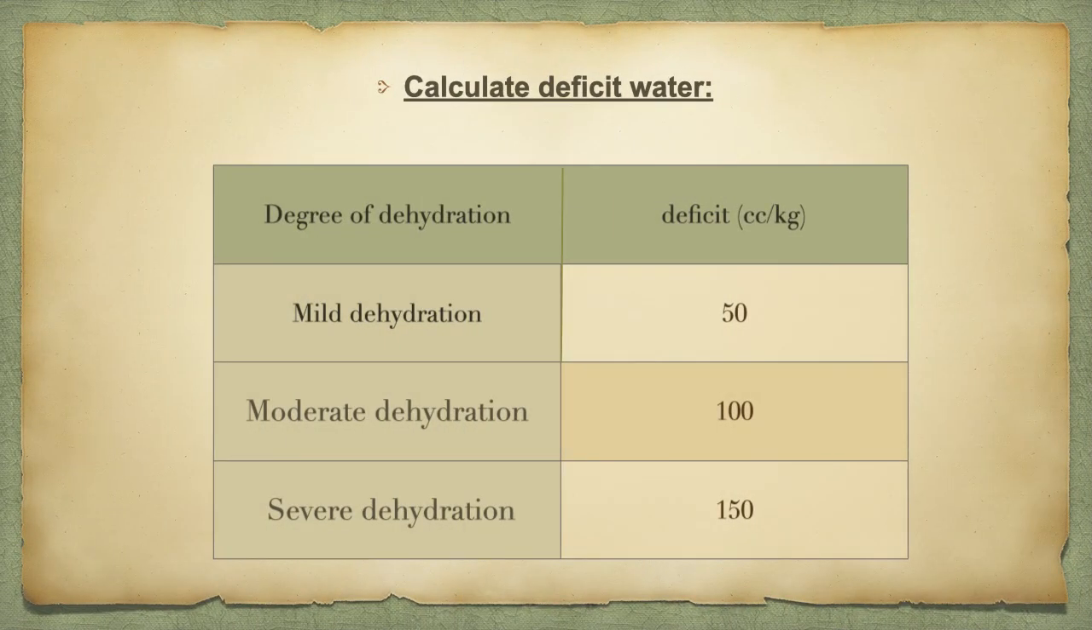Firstly, you have to determine the amount of deficits. Deficit is determined by multiplying the percentage of dehydration times the body weight. A patient with mild dehydration, which means 5% dehydrated, the deficit is equal to 50 cc per kg. A patient with moderate dehydration or 10% dehydration, the deficit will be 100 cc per kg. And lastly, a patient with severe dehydration, 15% dehydrated, means that the deficit is 150 cc per kg.